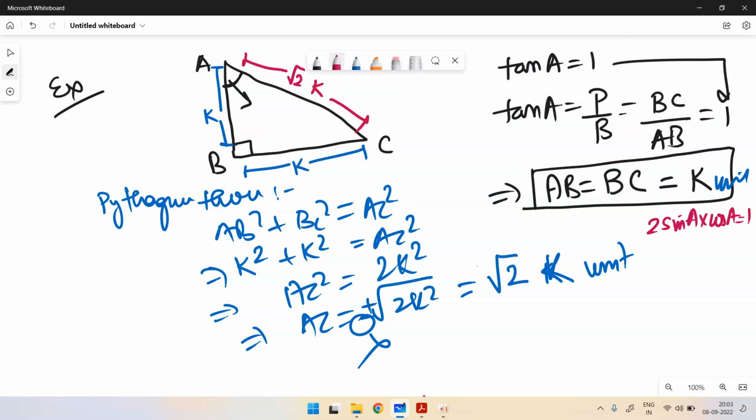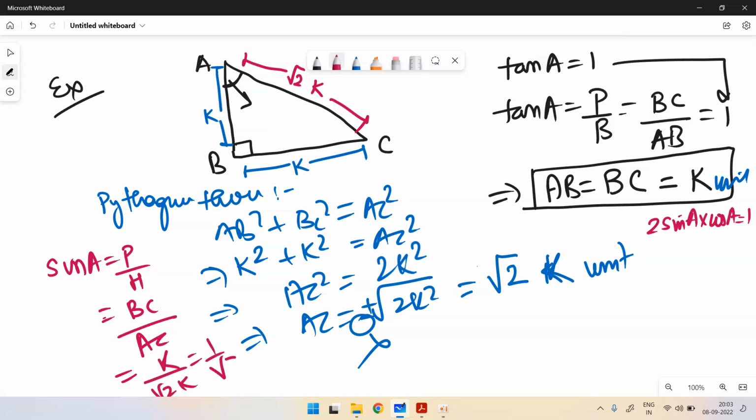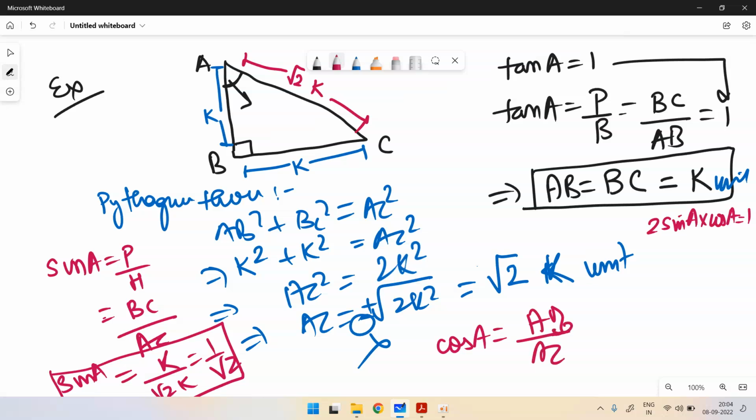Now from the diagram, sine A is nothing but perpendicular by hypotenuse. The perpendicular is BC, and the value of BC is K, divided by AC, which is under root 2 K, which is nothing but 1 by under root 2. So sine A is 1 by root 2. In the same way you calculate cos A. This is AB by AC, but AB is equal to BC, so this is K by under root 2 K, 1 by root 2.